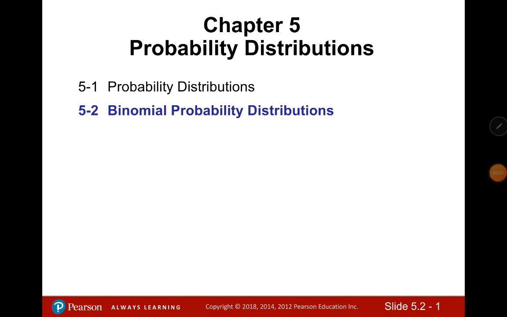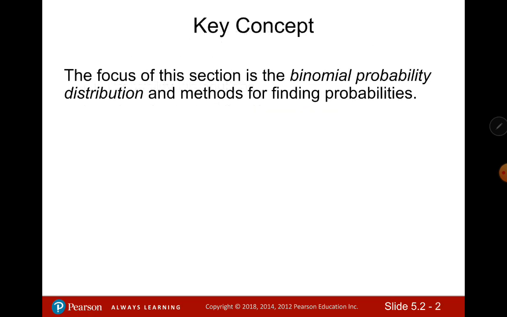So we continue on chapter 5. Today we're going to talk about the second section, binomial distribution. In this section we will focus on three objectives.